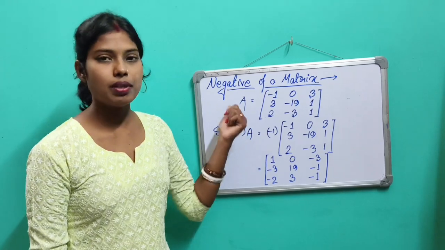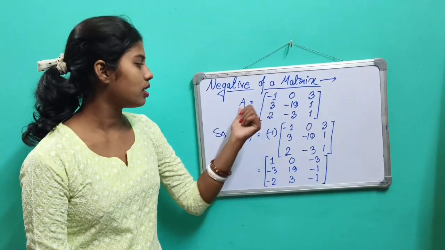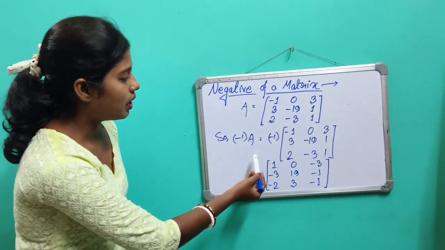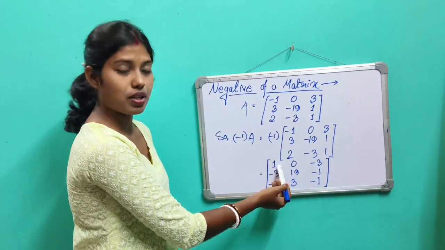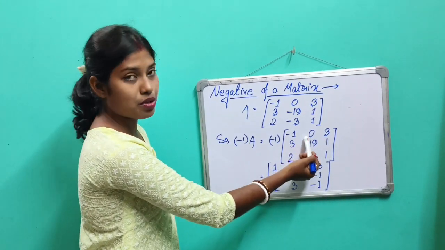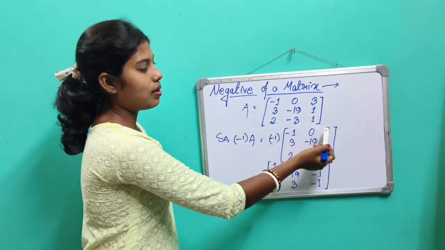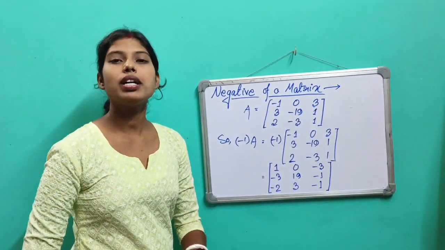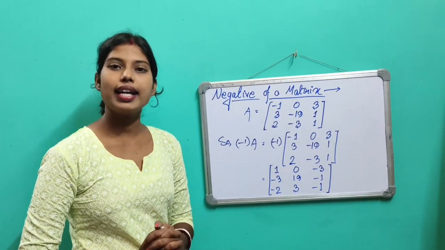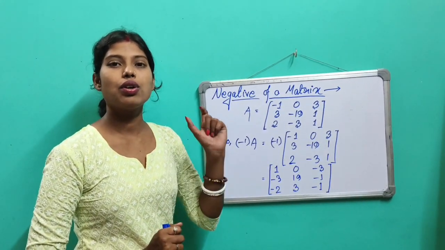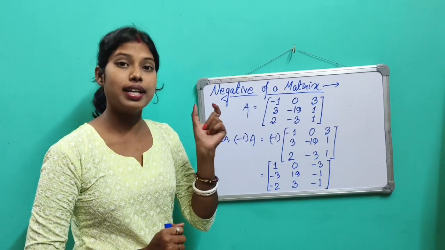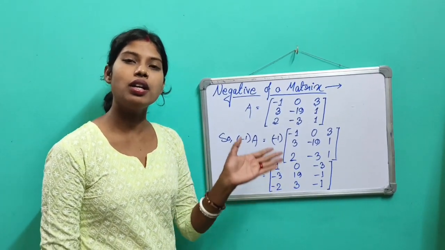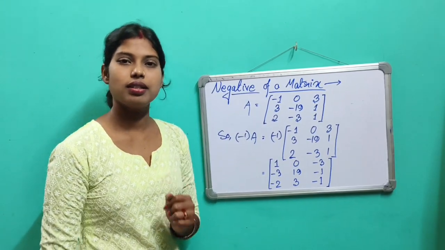Let's multiply minus 1 by the whole matrix. Here the matrix is this. Now let's multiply minus 1 with the matrix. So minus 1 into minus 1 is plus 1. Minus 1 times 0 is 0. Minus 1 times 3 is minus 3, and so on, right? So whenever we are asked to find the negative of any matrix, what will we do? We will just multiply minus 1 with the whole matrix, right?